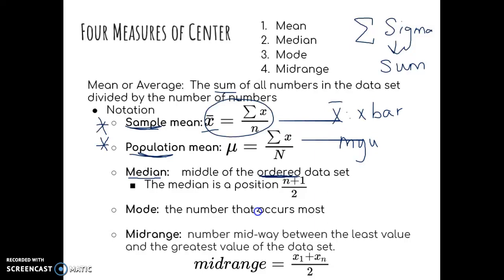And last, we have mid-range. This might be the one that you're least familiar with. Mid-range is basically the midway point between the smallest and the largest value in the data set. To find that, you add the smallest number and the largest number. It says x1 and xn, which stand for the first number and the last number in the ordered data set. Once you add those together, you find the average by dividing by 2. And that's how you find the mid-range.